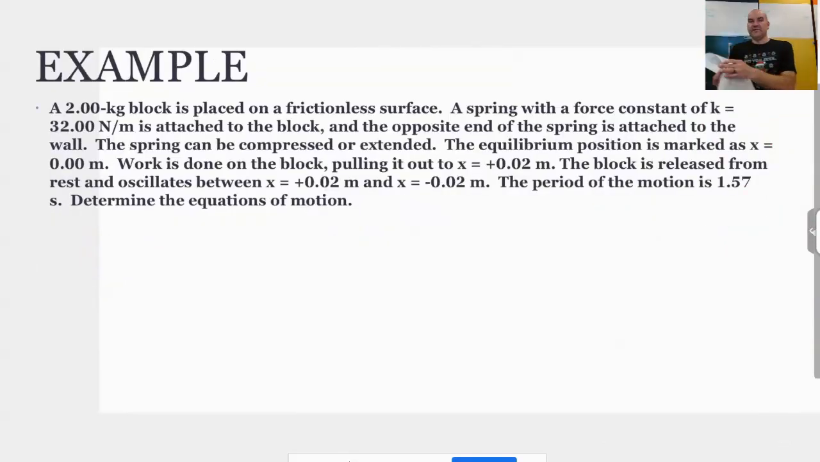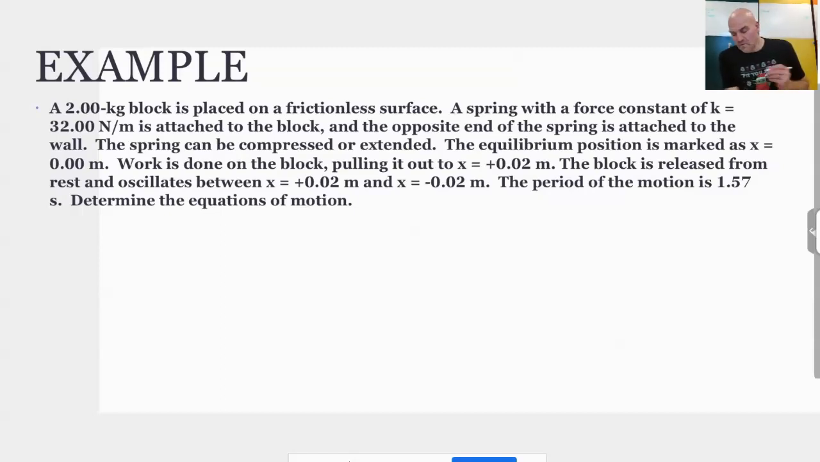Just simply writing these equations. So I know there's a lot of stuff here. So basically you have a 2 kilogram block sitting on a surface. It's going to be connected to a spring, which has a k value of 32 newtons per meter. The spring is going to be compressed or extended. The equilibrium position is marked as x equals 0. Work is done on the block, pulling it to 0.02 meters. The block is then released and allowed to oscillate. And then the period of motion is 1.57 seconds.